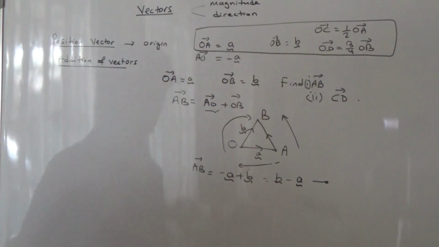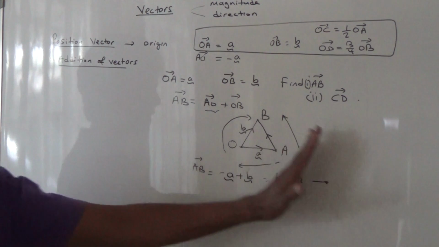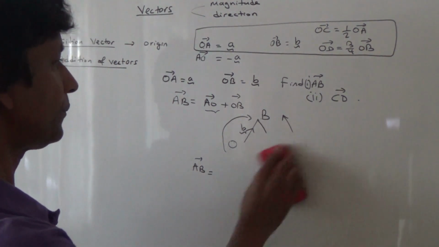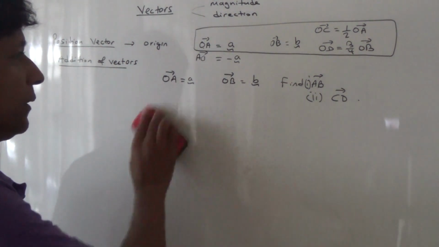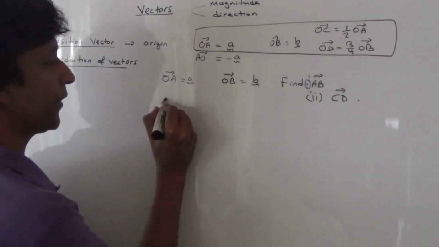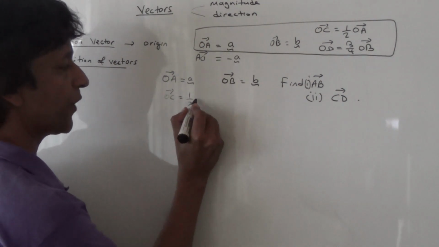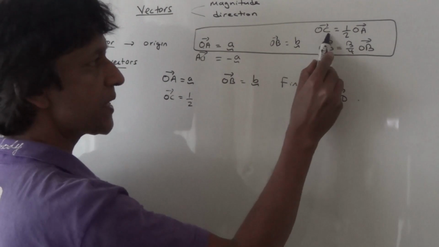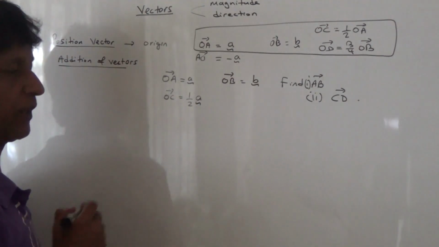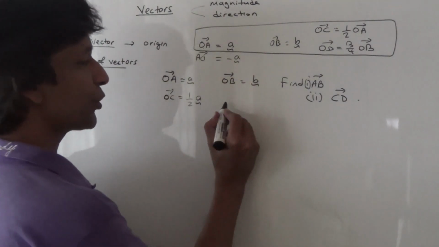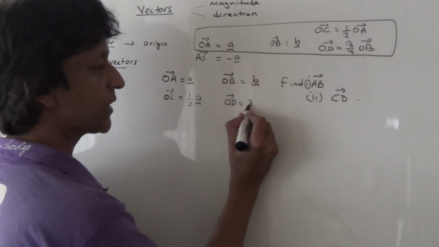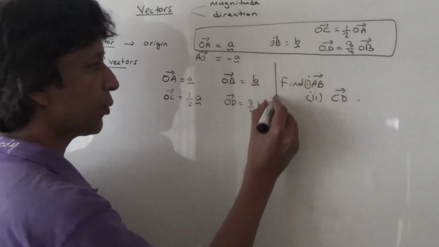Interesting. I'm going to wipe this diagram off and we'll draw it again, so we can make it a lot easier for you. There we go. Now the information I have is this: the vector OC, as given in the question, is half vector OA. If OC is half the vector OA, that means it is half vector A, because vector OA is vector A. And vector OD has been given as 3/4 vector OB, which is then 3/4 vector B.